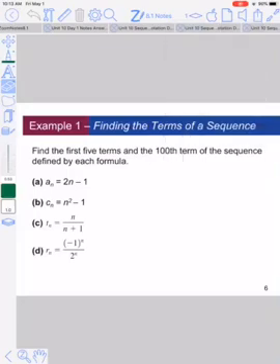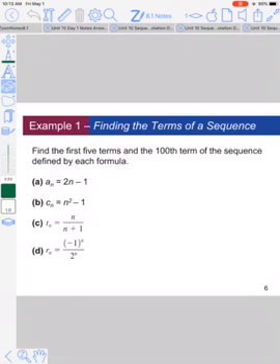All right, folks, here we go. So we're starting our new unit 6, and this is actually chapter 8 in the book. And so here we go. I'm going to start on the 6th slide, talking about sequences.